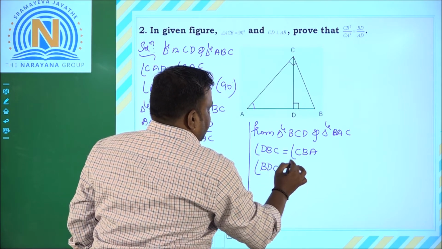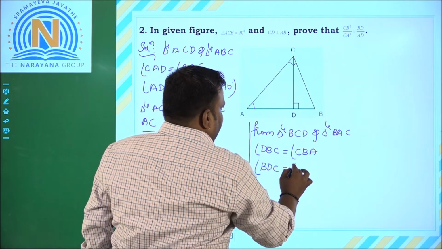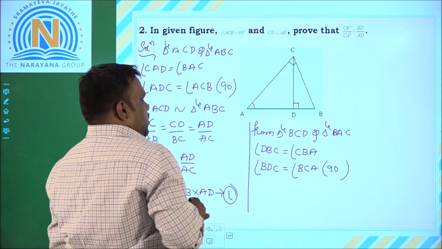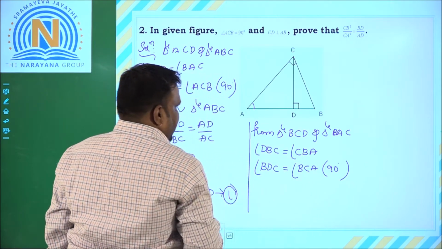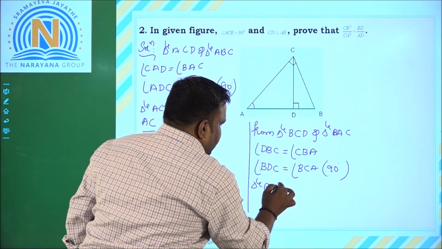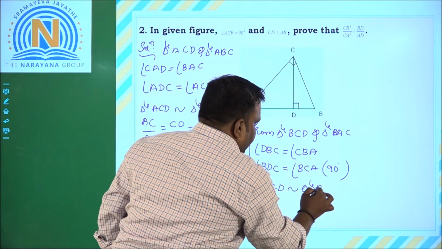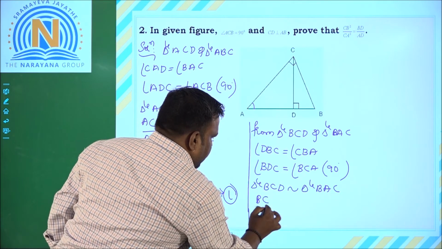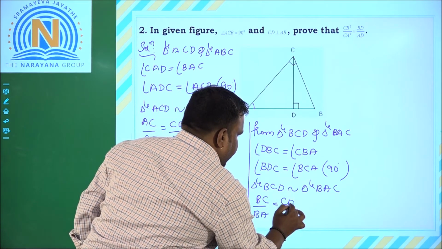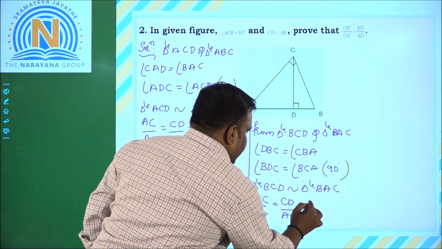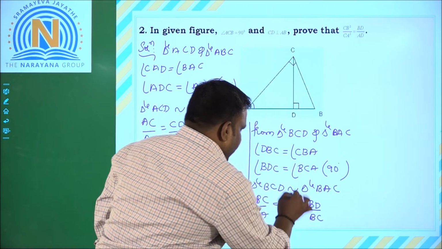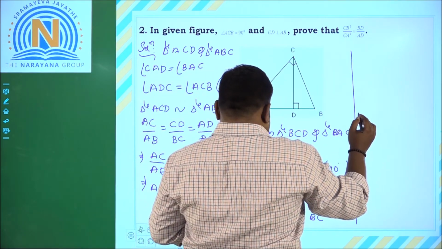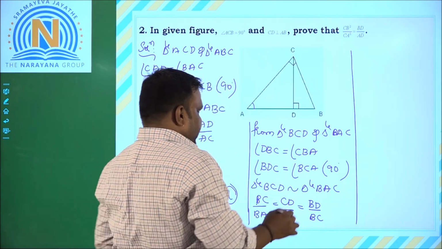Angle BDC is equal to angle BCA. This is 90 degrees each. So according to AA criteria, again we can tell that triangle BCD is similar to triangle BAC. Let us take the ratios of the sides right now. That is BC by BA is equal to CD by AC is equal to BD by BC. Now again consider first and last in this. So I will be left with BC by BA is equal to BD by BC.